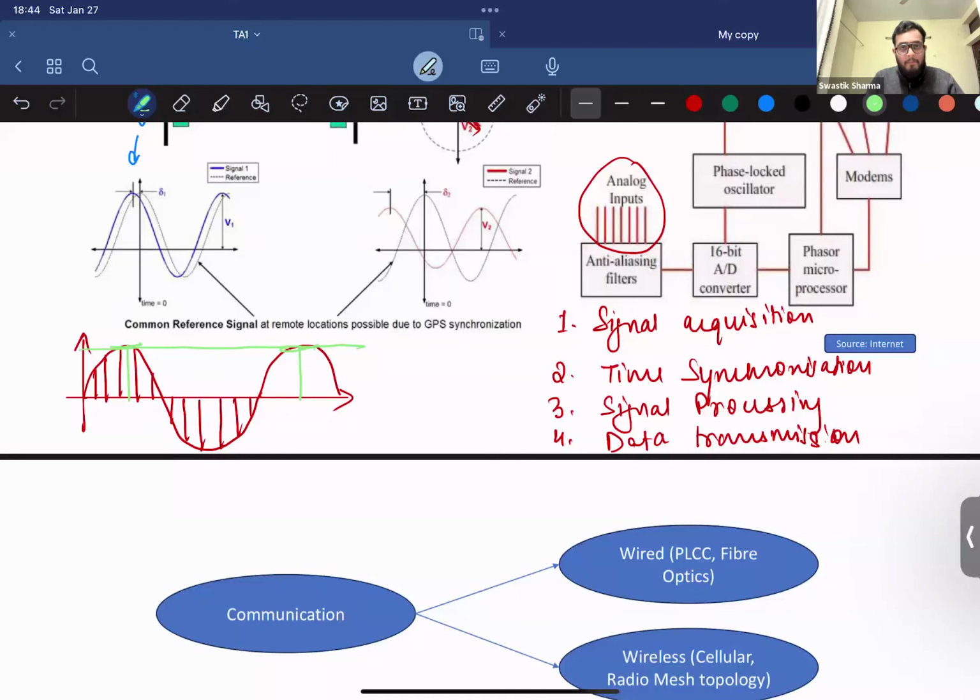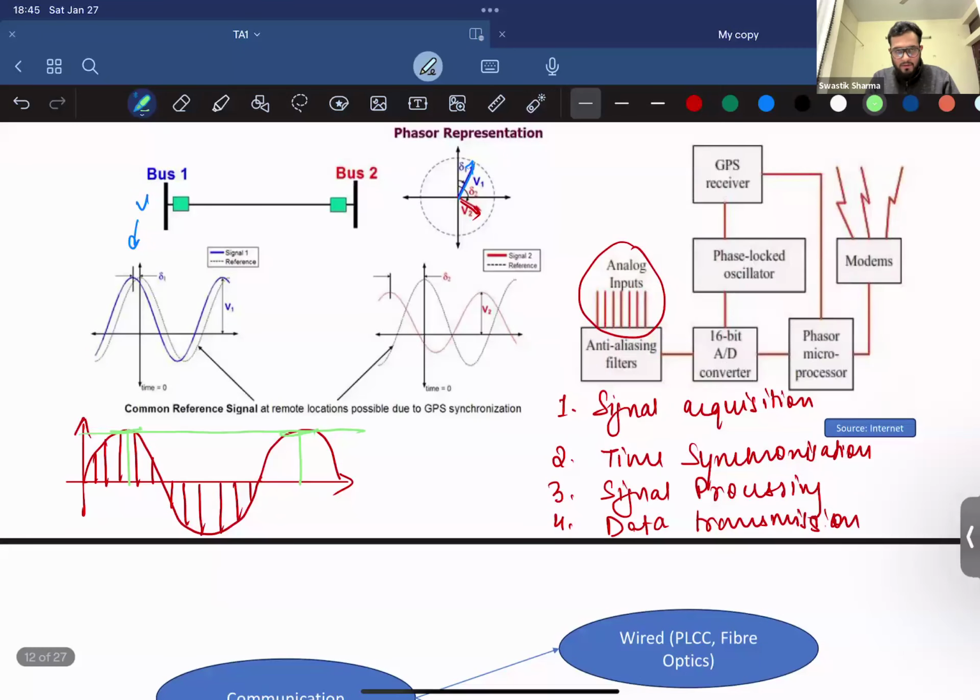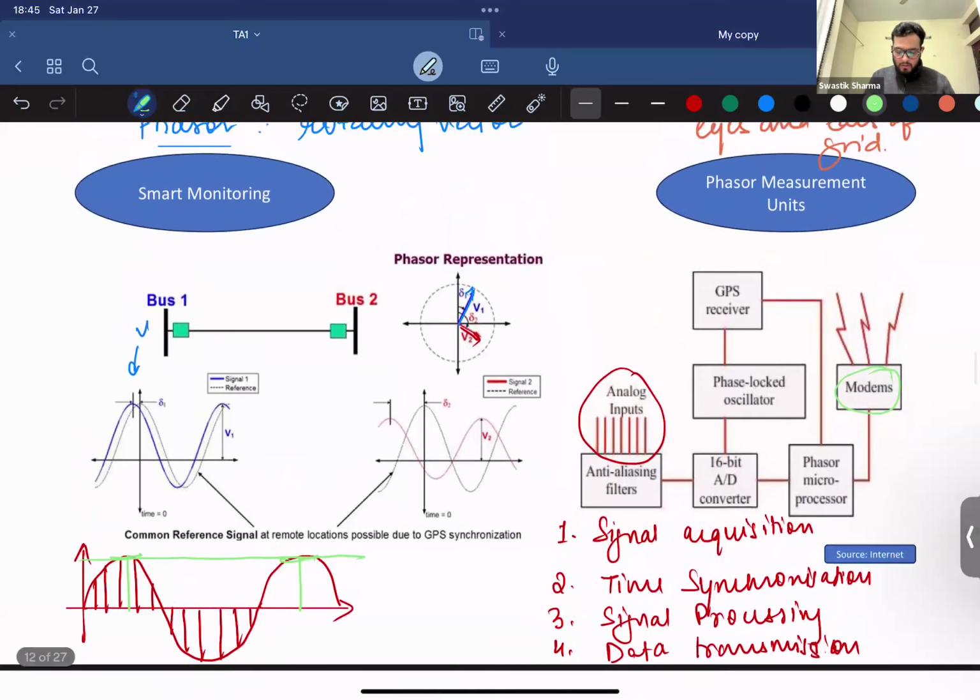So what we do is we sample it multiple times. For that, anti-aliasing filters are used, and these are then converted to digital signals, which are then synchronized with the cosine signal from GPS, and time synchronized with GPS, and passed on to the phasor microprocessor, where these quantities are changed into phasor quantities. And with modems, we transmit these quantities to different control centers. That is how phasor measurement units work.